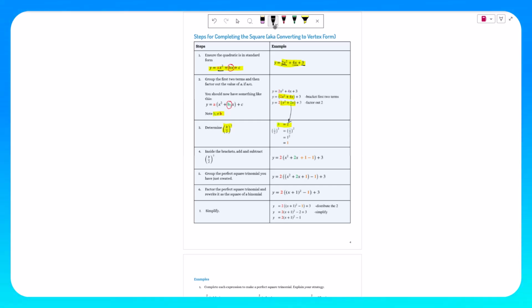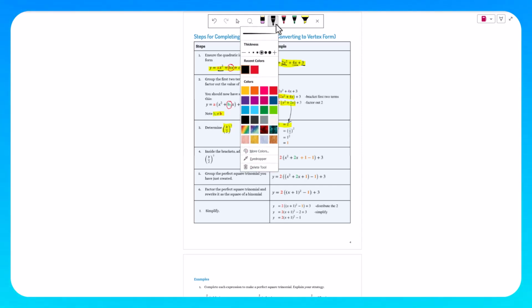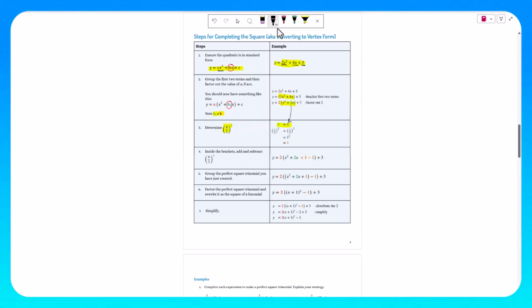So I have this new number. What am I going to do with that number? Inside the brackets, I'm going to add it and subtract it. And why am I doing add and subtract? Because we do not want to change the expression. By adding and subtracting 1, really what I've added is 0. So I've just changed the way it looked, but I haven't changed the overall. It just looks different.